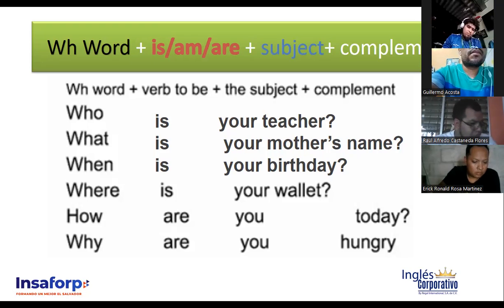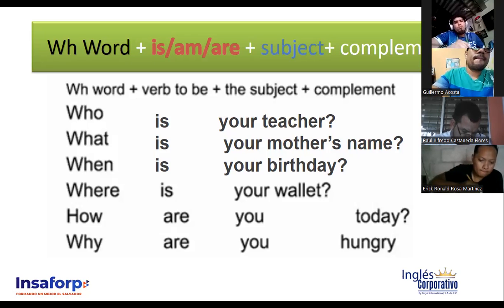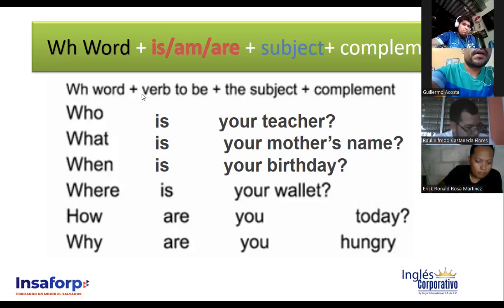Carlita. Who is your doctor? What is your brother's name? When? What's your backpack? How are you tomorrow? Why are you? Solo en when? Quería preguntar usted quizás cuándo trabajas, pero ya está usando el verbo trabajar. Tiene que ser el verbo to be. For example, when is your next vacation? ¿Cuándo es tu vacación? ¿Cuándo es tu día libre? When is your day off?